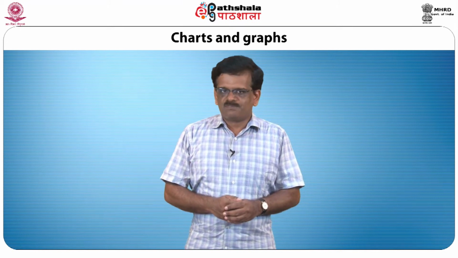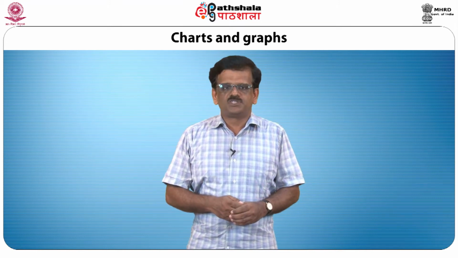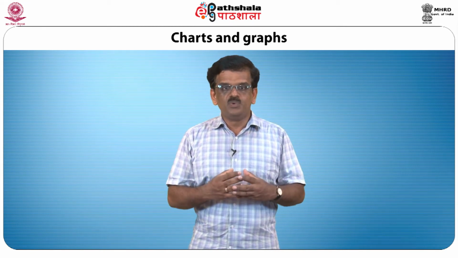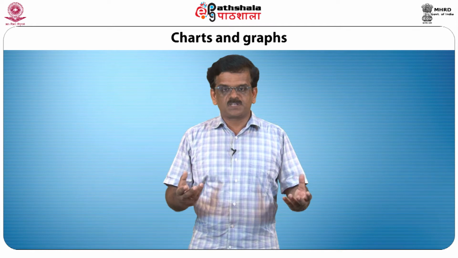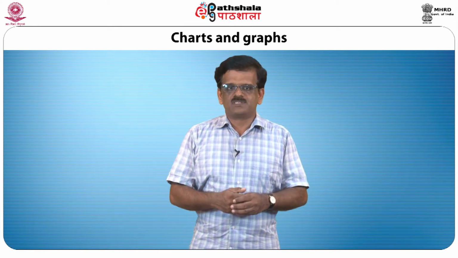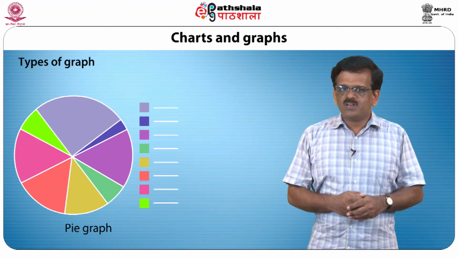When it comes to the graph, a graph is a visual presentation of numerical data. They also illustrate the relationship among different units in the data and express the trend in the data. So, what are the different types of graphs available for us? Number one is the pie graph.